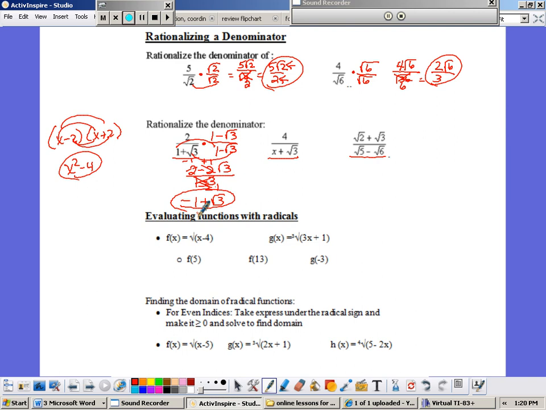The reason I use negative 2 is because I don't like leaving a negative in the denominator. So if I'd only used 2, I would have had negative 1 in the denominator.